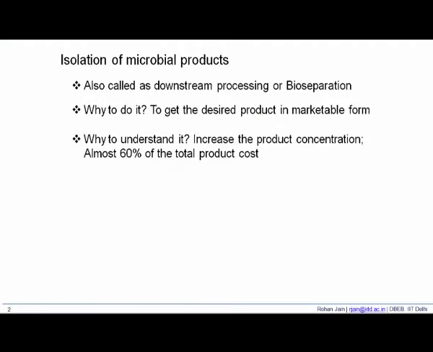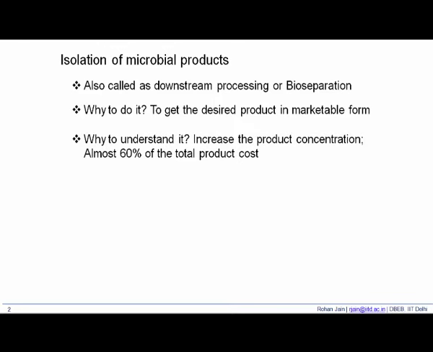So, today we will see that now we have done all this, now we have produced our product. Now comes that we take the product out, purify it and put it in a marketable form. So, that is called isolation of the microbial product. Typically it is called downstream processing or bioseparation.